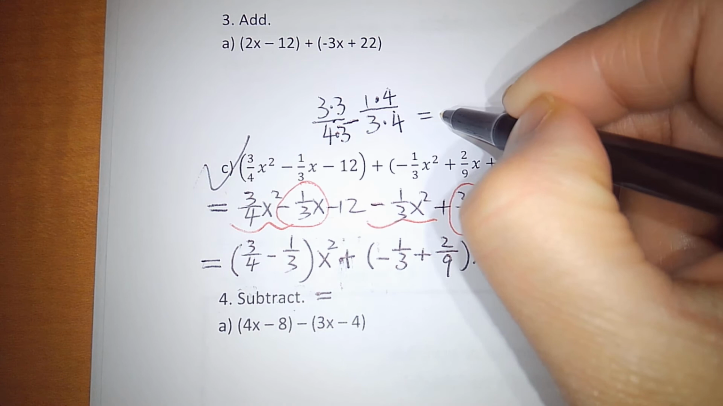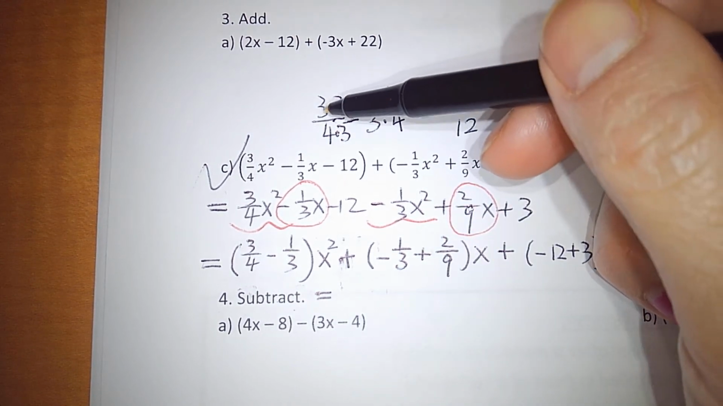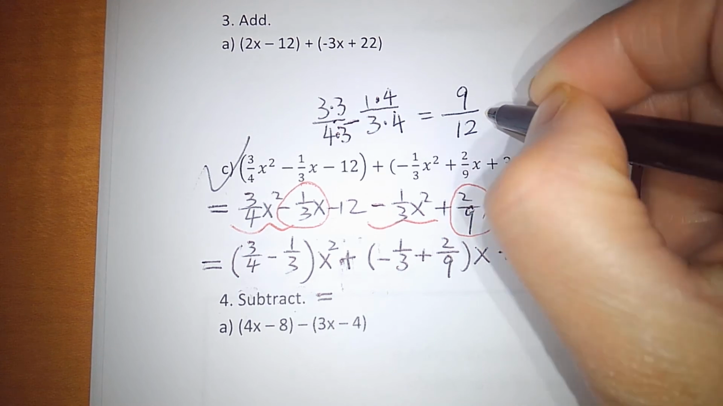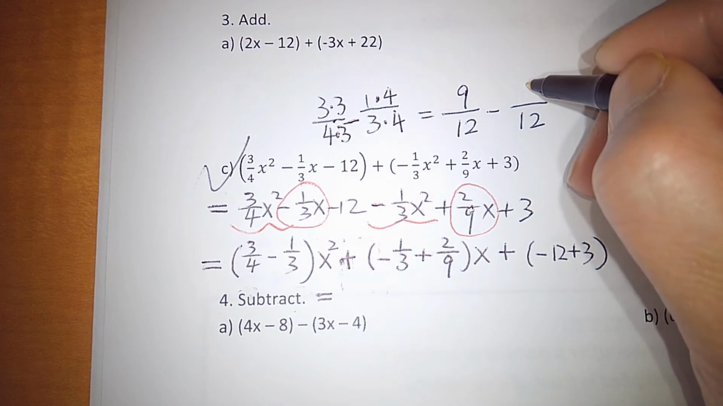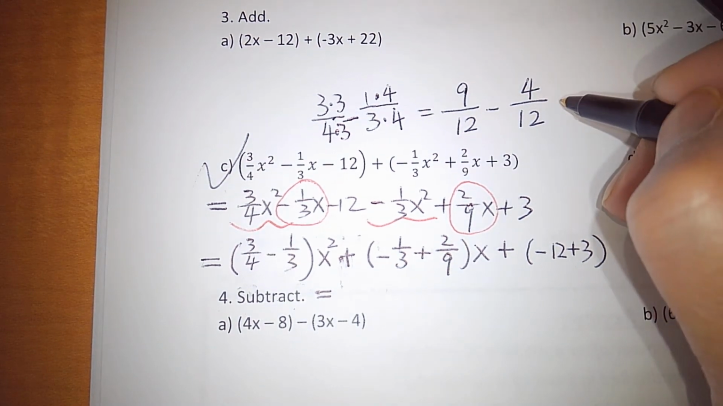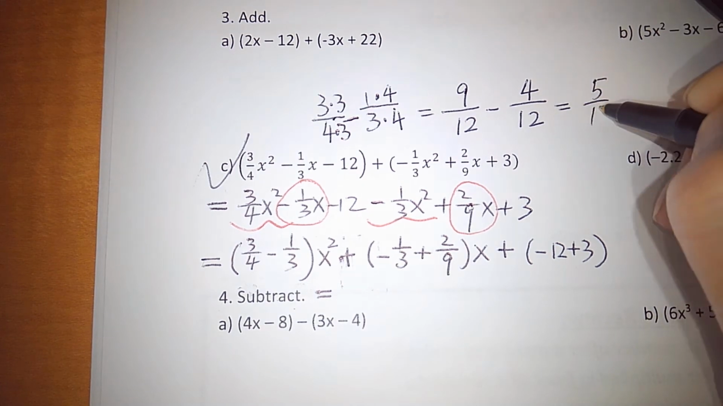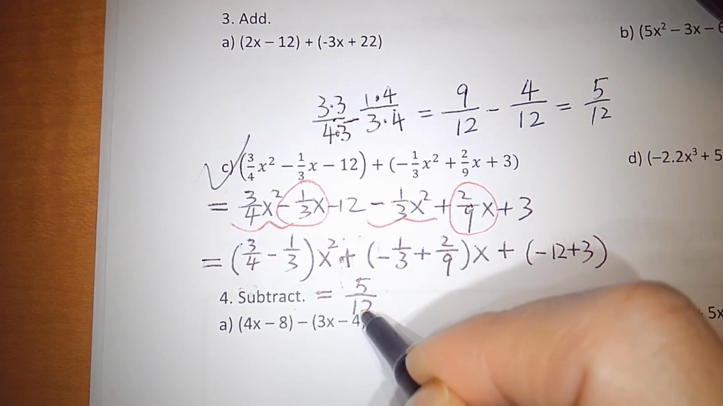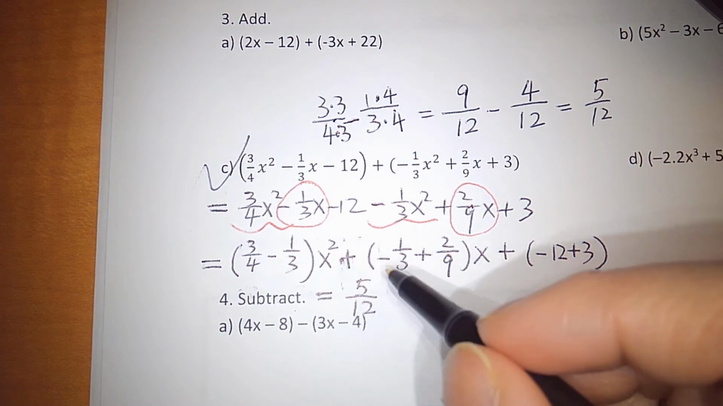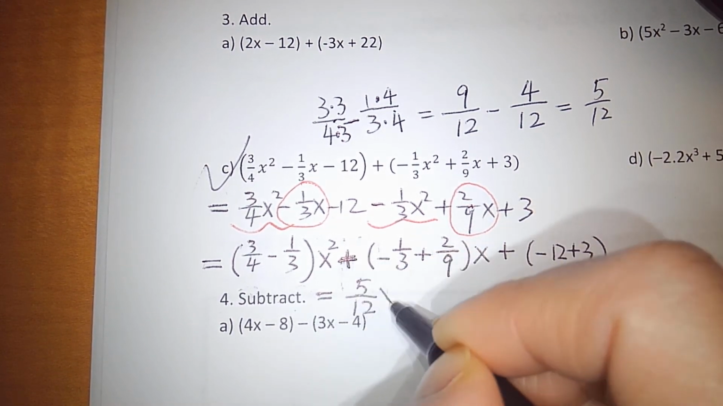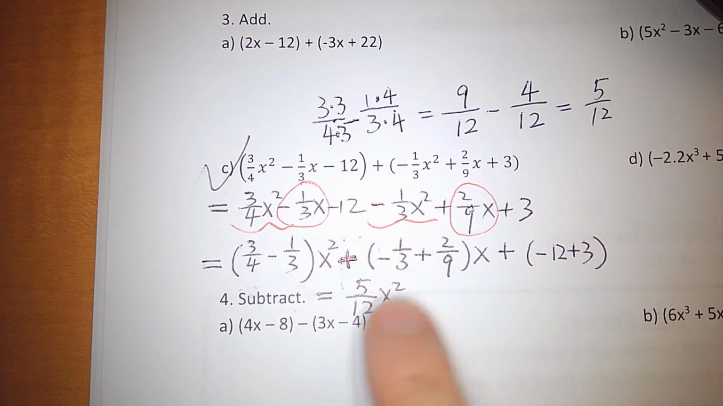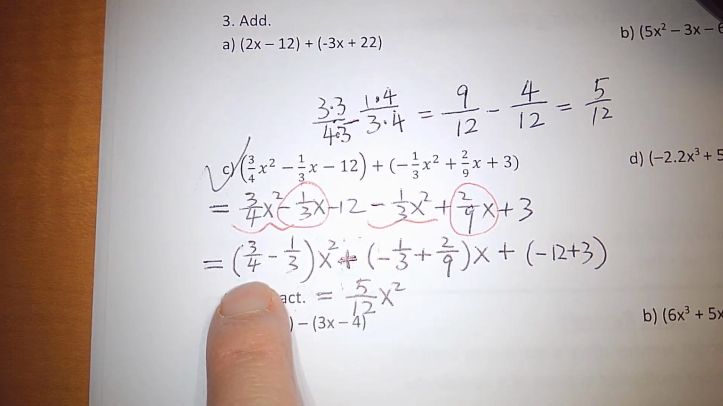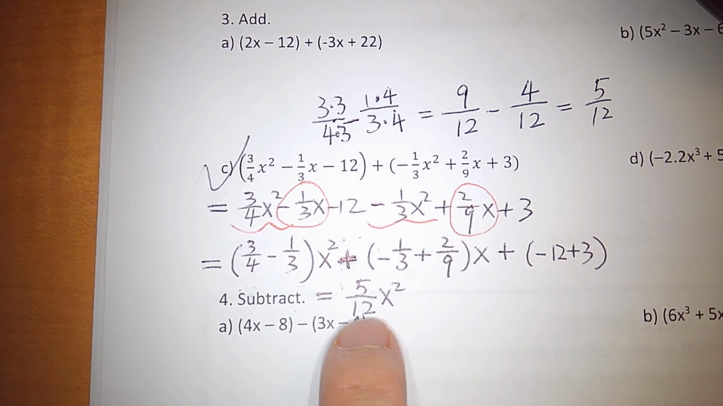Alright, so the first fraction denominator is 12, and the numerator is 3 times 3. What is 3 times 3? 9. And the second fraction denominator is 12. 1 times 4 is what? 4. So eventually, when we subtract these two, it gives us what? 5/12, right? 5/12 times x squared. You guys agree with me? 3/4 minus 1/3 equals 5/12. Okay, so we have 5/12 times x squared.